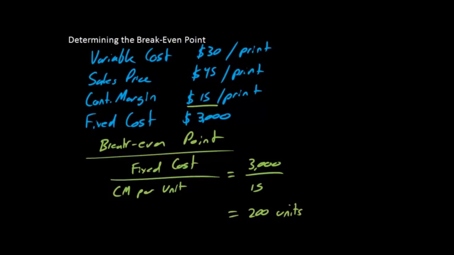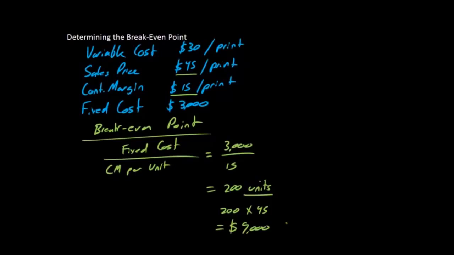So we need to sell 200 units to break even. If we sell 200 units, we will pay for all the expenses related to going to the art festival. And in this case, the break-even point is expressed in units, but you can also express it in dollars. And to do that, we just take the 200 units, and they each have a sales price of $45.